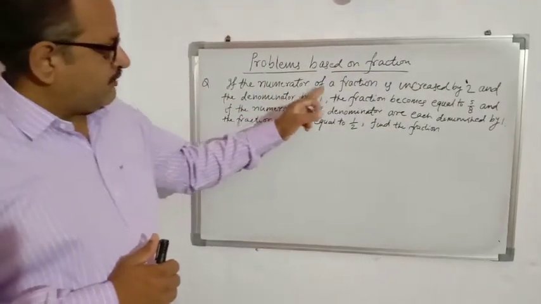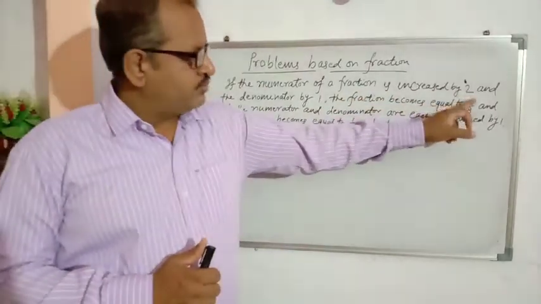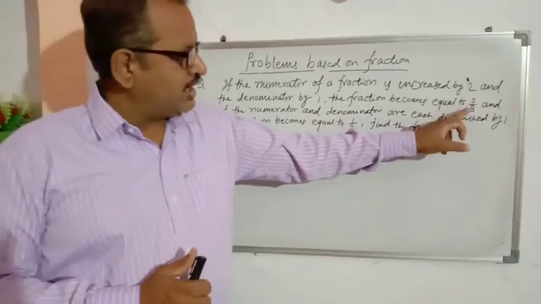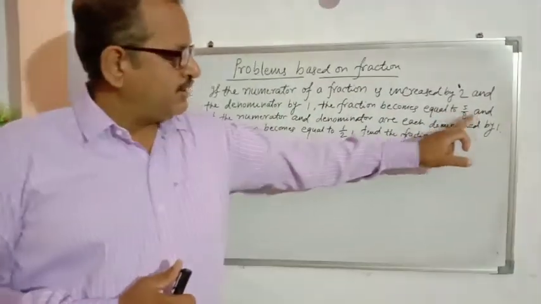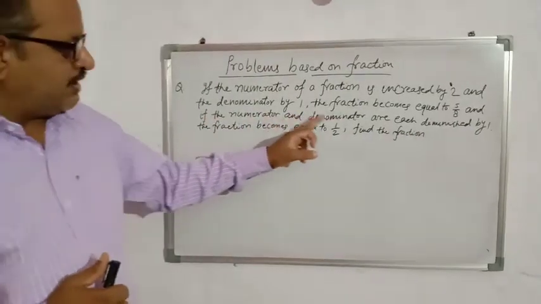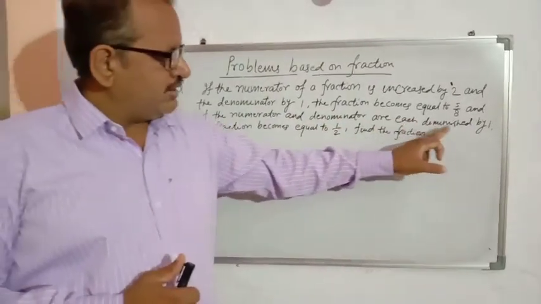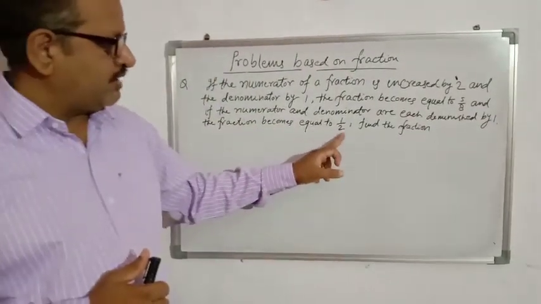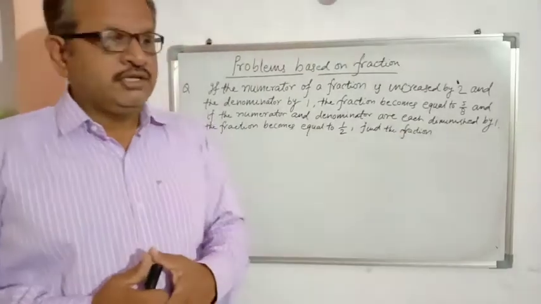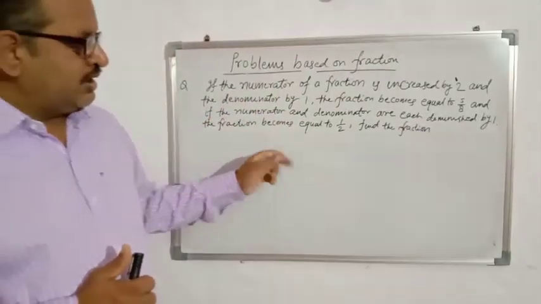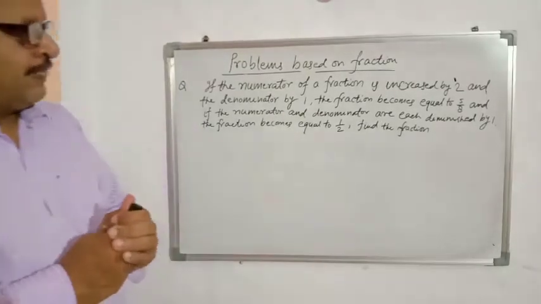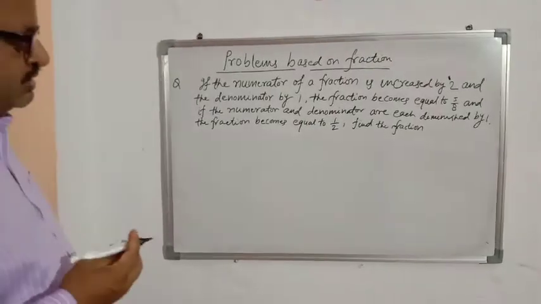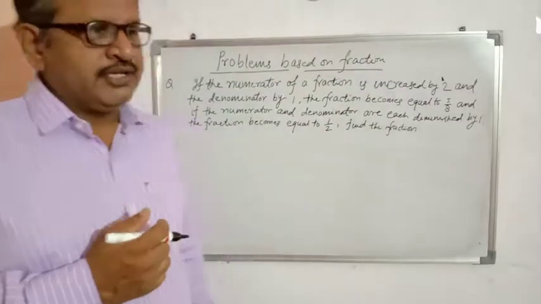If the numerator of a fraction is increased by 2 and the denominator by 1, the fraction becomes equal to 5 by 8. And if the numerator and denominator are each diminished by 1, the fraction becomes equal to 1 by 2. Find the fraction. So there are two conditions in this question. We have to find the fraction. We know that in a fraction there is a numerator and denominator. So firstly we will suppose, let the numerator be x and denominator be y.